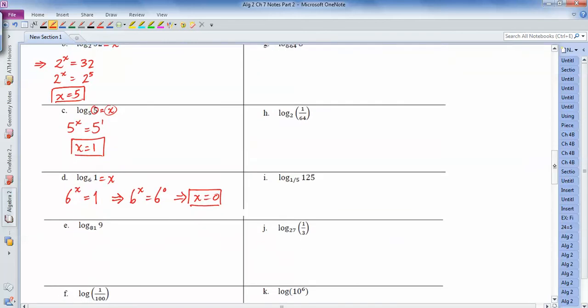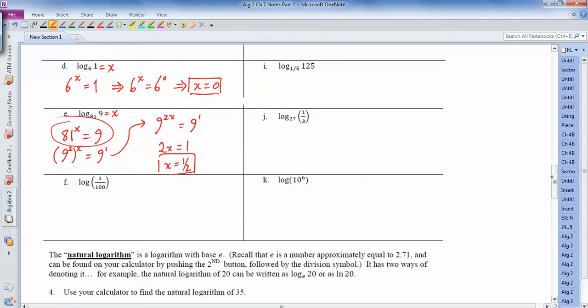How about the next one? Log base 81 of 9. So if I set that equal to x, then I've got 81 to the x has to be 9. Well, I know 81 is 9 squared. And 9 equals 9 to the first. So let's rewrite this. That's 9 to the 2x equals 9 to the first. So the 2x has to equal the 1. So x has to be a half. And if you come back, maybe you would have seen this quicker. 81 to the 1/2 is the square root of 81, which is 9. So that's correct.